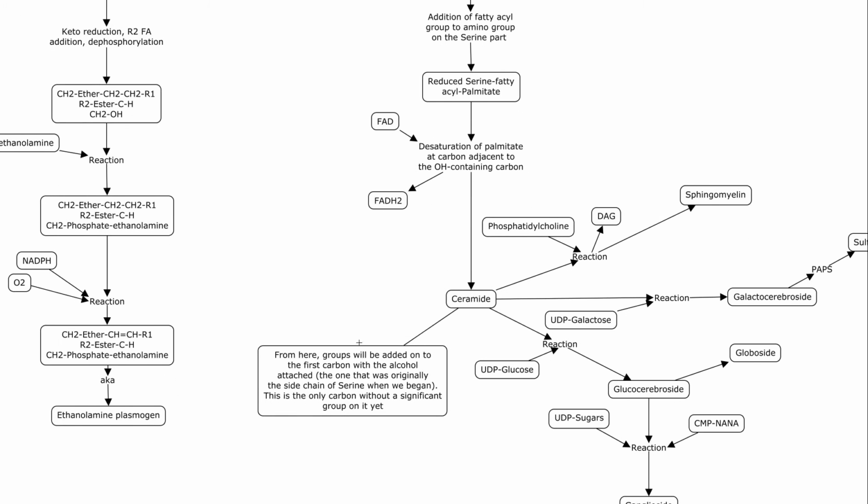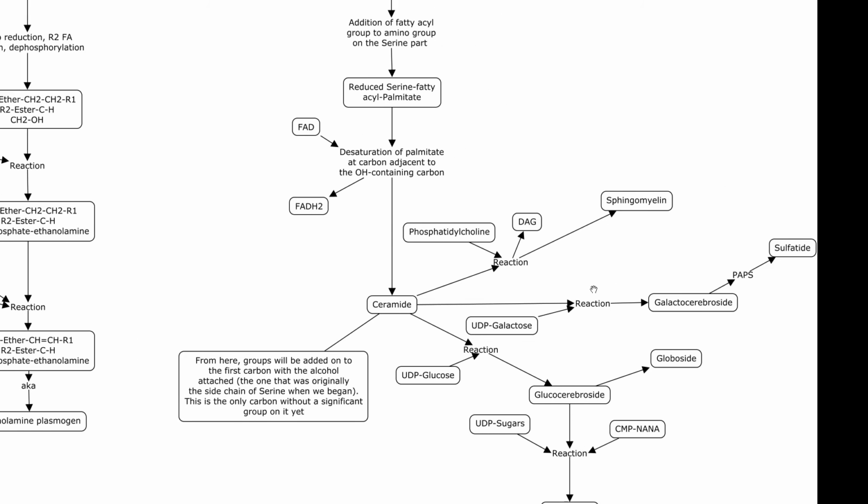And then I put a note here. From here, we're going to be adding some things on. The groups will be added on to the first carbon with the alcohol attached, the one that was originally the side chain of the serine when we began. So it'll be on the serine portion of the molecule, or the one that started off as serine. We're going to be adding on to where the side chain was. It's the only carbon that doesn't have a significant group on it. All the other carbons have either a fatty acyl group on it or something at this point, except this one. So that's what we're going to add on to.